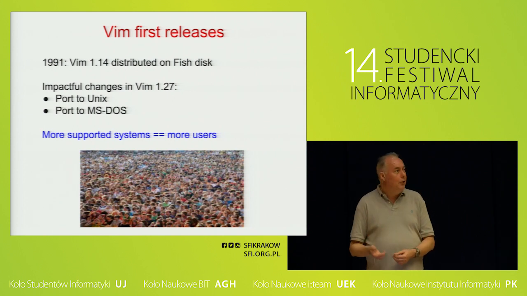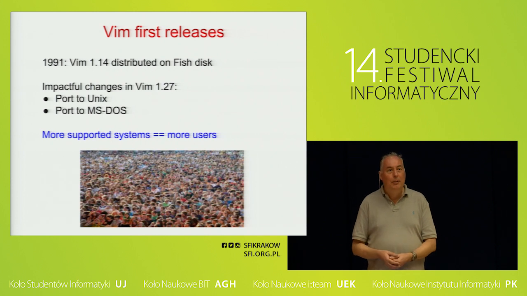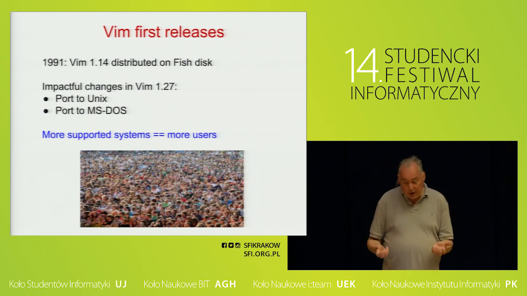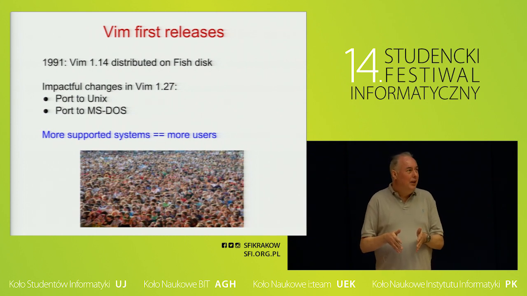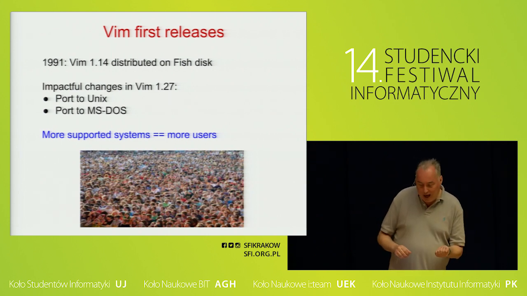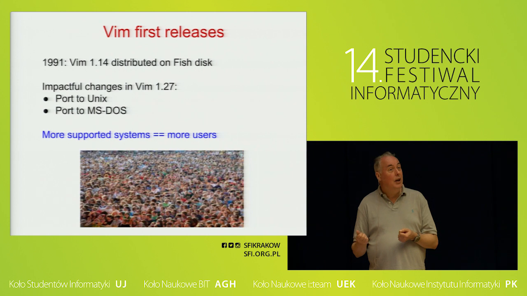And after the first release, the question is, what's going to be the next step? Well, first of all, you need to have an impact. You have a need for more users. How do you find more users? Well, on the Amiga, it was pretty limited. So a port to Unix and a port to MS-DOS, Windows didn't exist yet, helped to find more audience, especially on Unix, which was a bit weird because Vi originally comes from Unix.